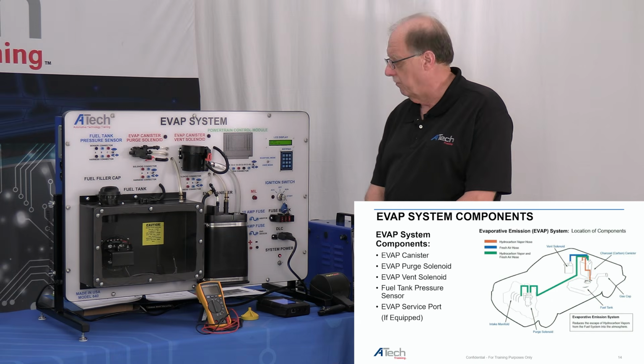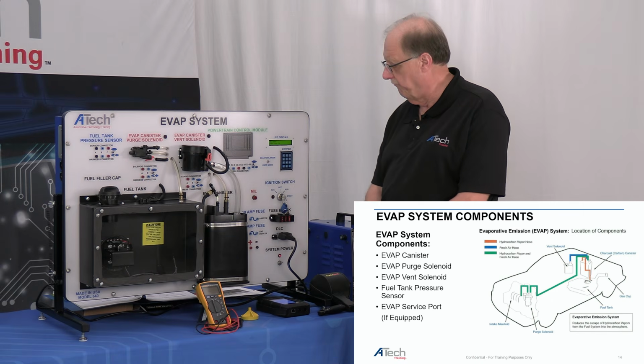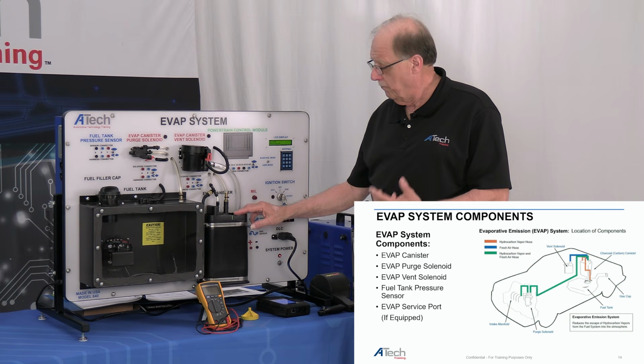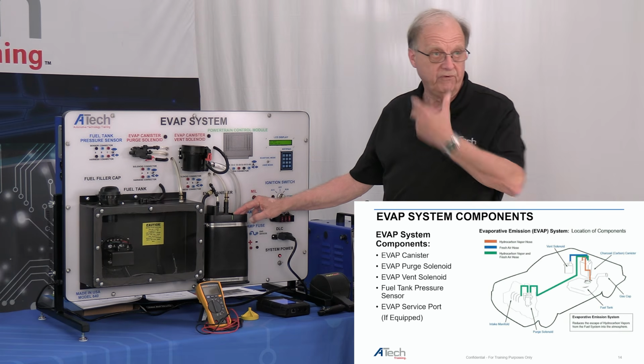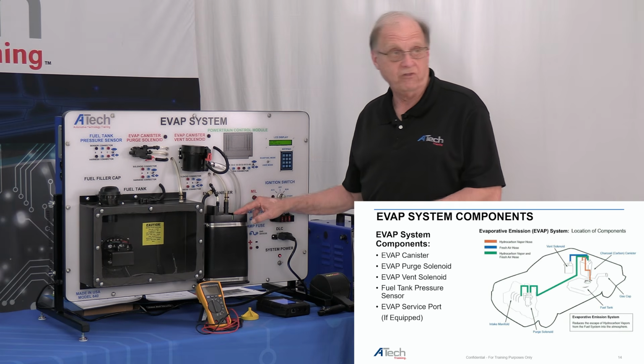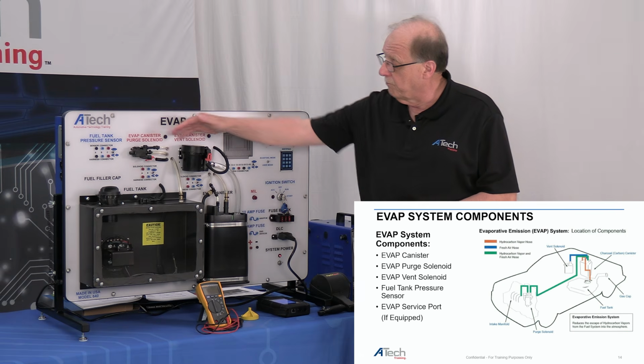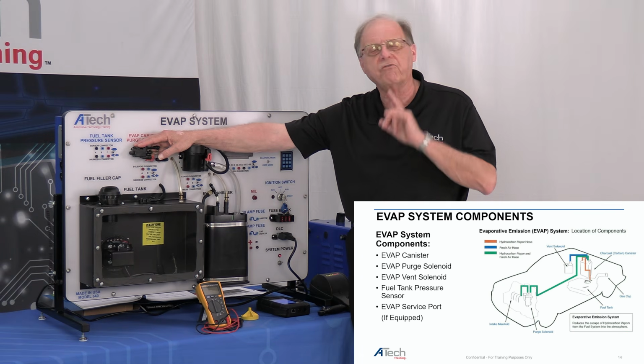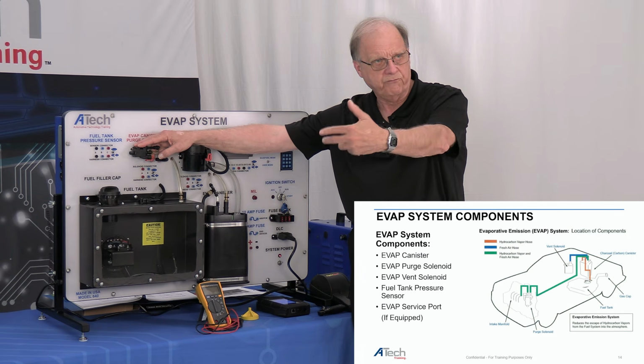Okay, we're going to look at the components again. We've been talking about that, but the first thing is we've got our canister for holding the vapors in the system to prevent them from getting vented to the atmosphere. The other thing we've got is our purge solenoid. Again, what we're going to call that is our front door because it's toward the front of the car.